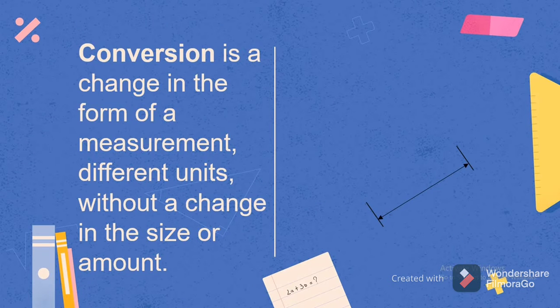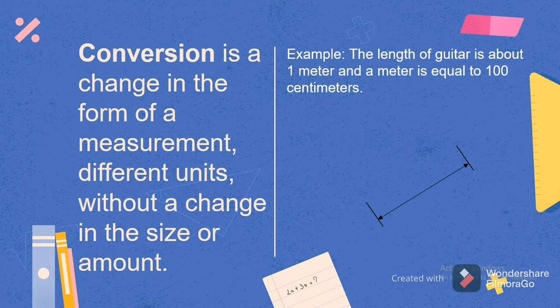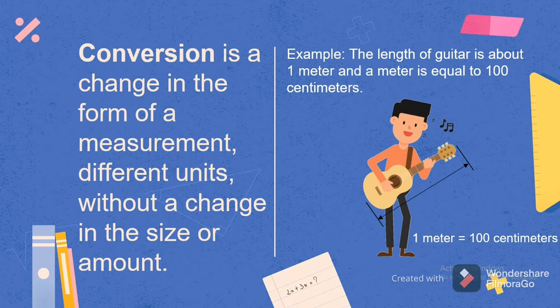A conversion is a change in the form of a measurement, different units, without a change in the size or amount. In other words, conversion is solving a problem that changes from one unit of measurement to another. For example, the length of a guitar is about 1 meter and a meter is equal to 100 centimeters. So for the conversion factor, 1 meter is equivalent to 100 centimeters.